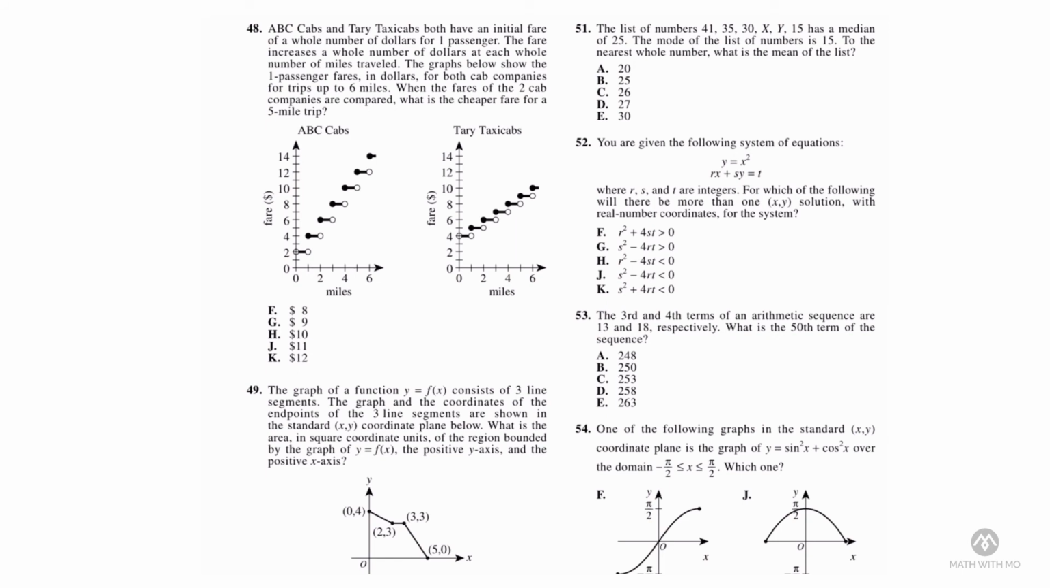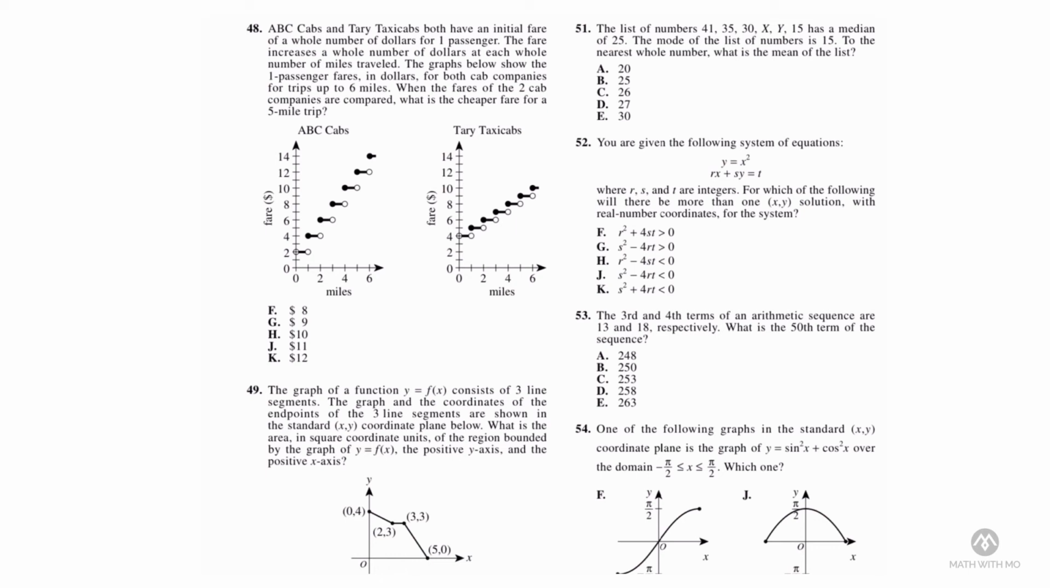ABC cabs and Terry taxi cabs both have an initial fare of a whole number of dollars for one passenger. The fare increases a whole number of dollars at each whole number of miles traveled. The graph below shows the one passenger fares in dollars for both cab companies for trips up to 6 miles. When the fares of the two cab companies are compared, what is the cheaper fare for a 5-mile trip?